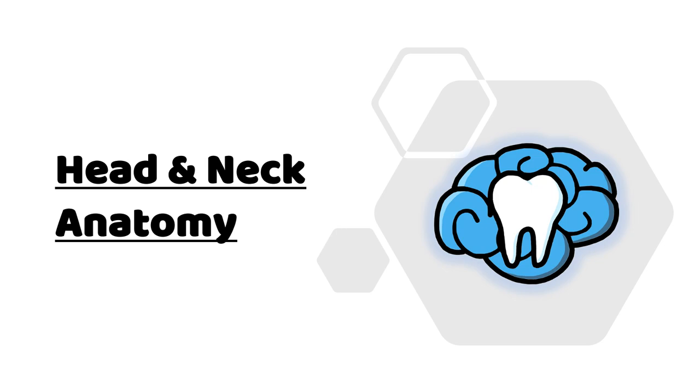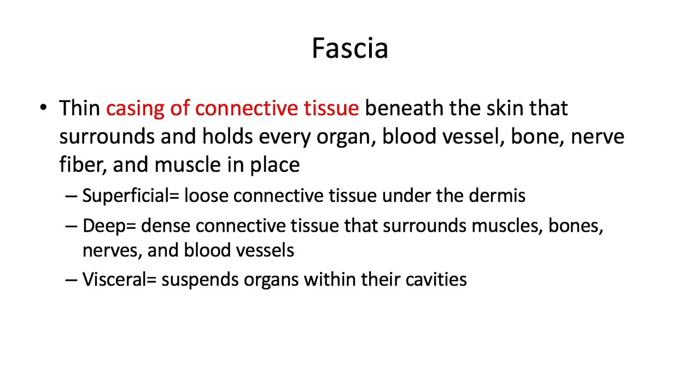So first, let's talk about what the fascia is. Fascia is a thin casing of connective tissue beneath the skin that surrounds and holds every organ, blood vessel, bone, nerve fiber, and muscle in place. If you've ever done a cadaver dissection in gross anatomy lab, this is all that stuff that you're peeling through to get to your nerves and your blood vessels. A lot of the dissecting time is in and through the fascial layers.